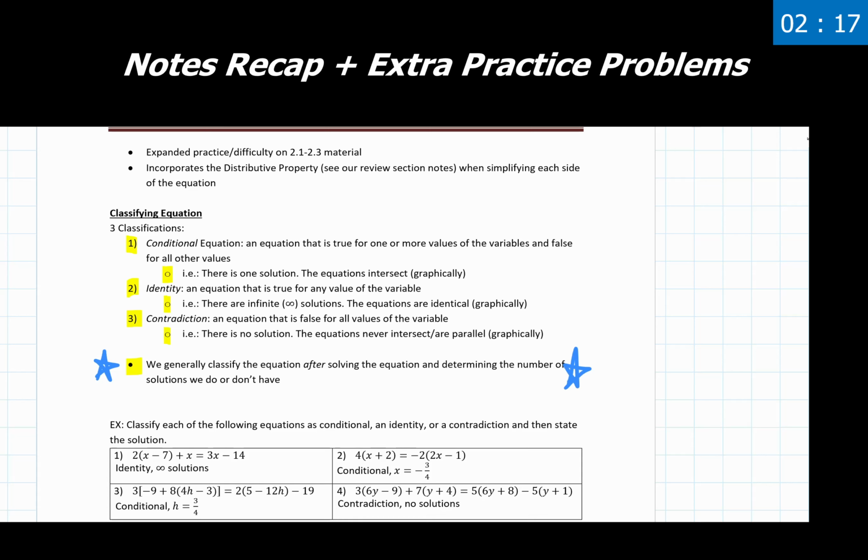Bringing everything together at the very end as a quick recap, a lot of what we're doing to find our answers and classify these things is dependent on the 2.1 to 2.3 material, the process specifically that we learned from that. We have 3 classifications for these equations: the conditional equation, where we have one solution, the identity, where we have infinite solutions, and we have the contradiction, where we have absolutely no solutions in any way, shape, and form. Again, my recommendation with pretty much all of these is that you do not classify these equations until after you have solved all of them and gone through the entire 2.1 to 2.3 process.